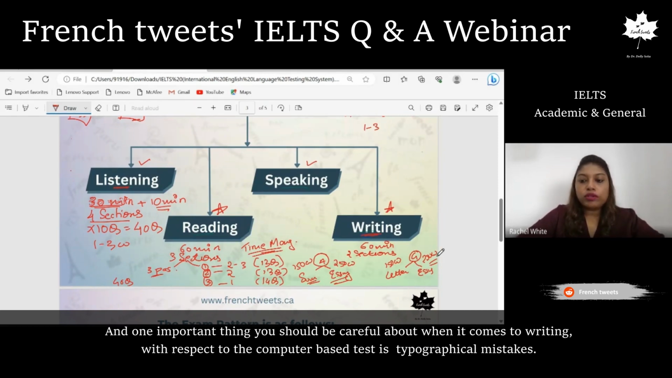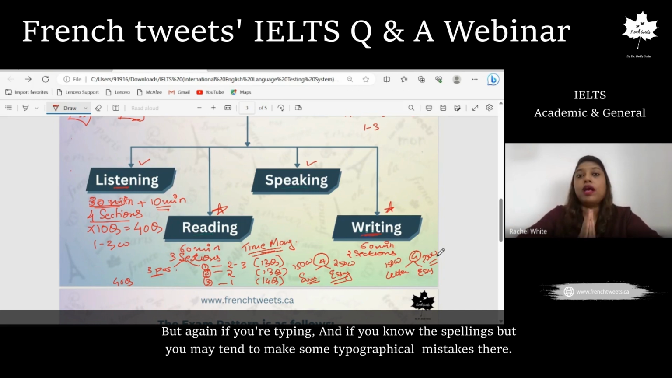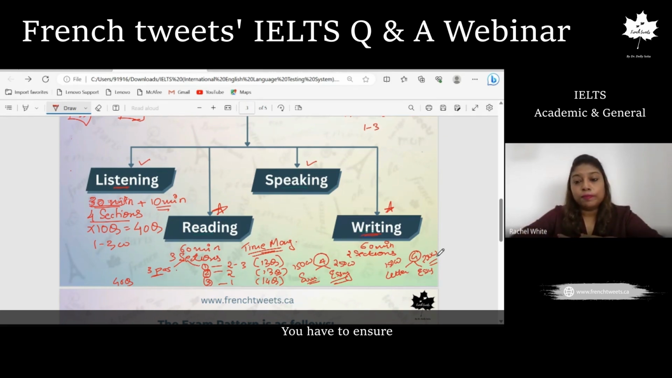And one important thing you should be careful about when it comes to writing with respect to the computer-based test is typographical mistakes. Yes. So say, for example, you're good with your spellings. Okay. And when you're writing with a pen or a pencil, you ensure you write the correct spelling. Correct. But again, if you're typing, okay, and if you know the spellings, but you may tend to make some typographical mistakes there. So that's the reason I said it's not completely about the typing speed, but the typing accuracy as well. Okay, you have to ensure that.